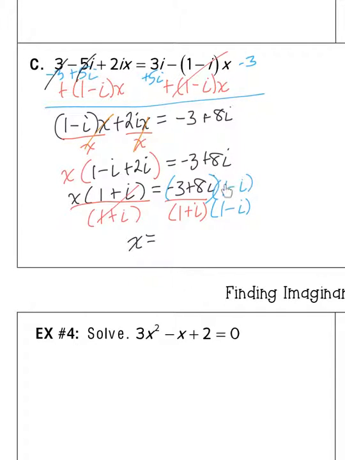Negative 3 times 1 is negative 3. Negative 3 times negative i is positive 3i. Then we're going to distribute the 8i. 8i times 1 is 8i.